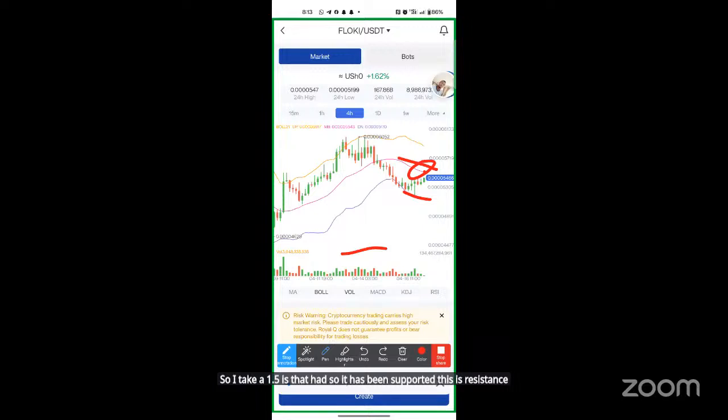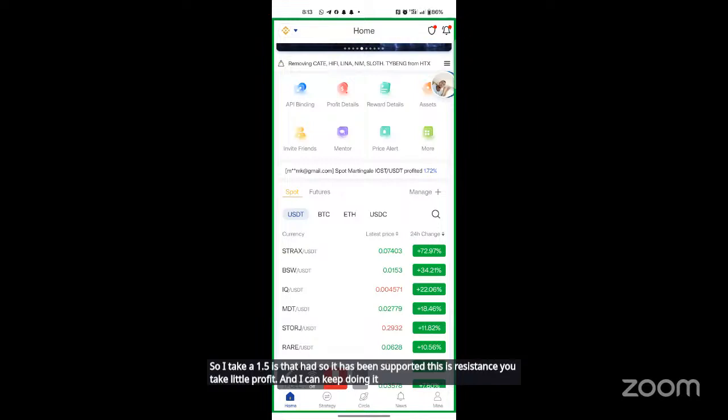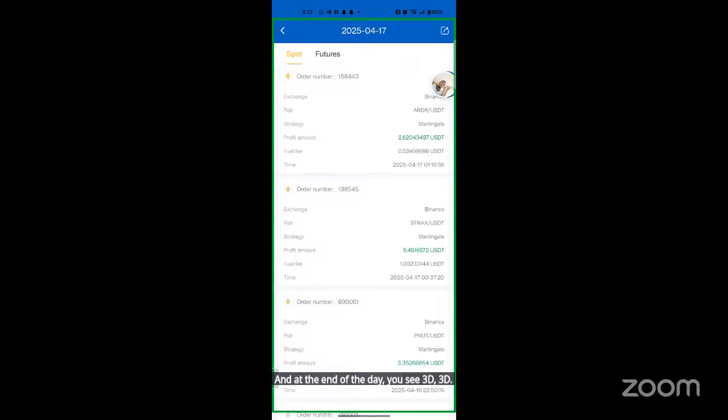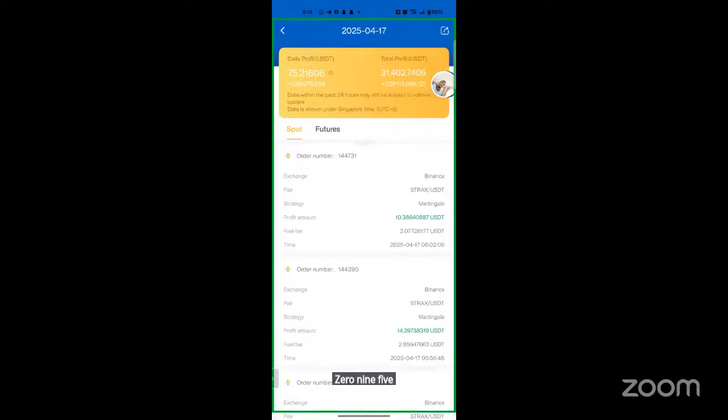You take little profit, and I can keep doing it with my little capital. I keep doing it. I don't know if someone is following. I'm entering coins and getting out, entering coins and getting out. And at the end of the day, you see the profits.